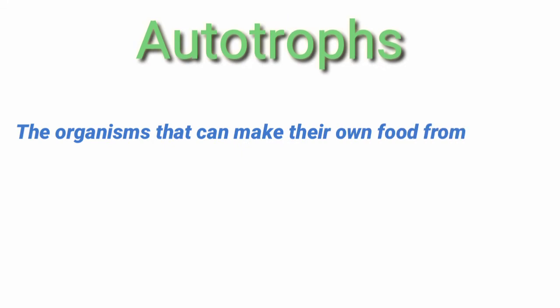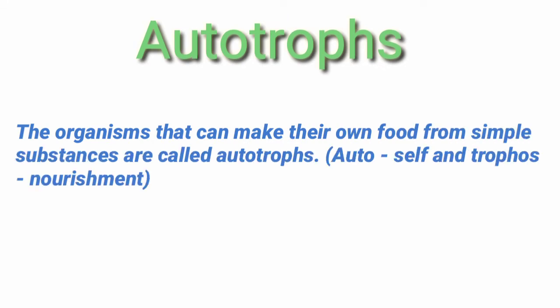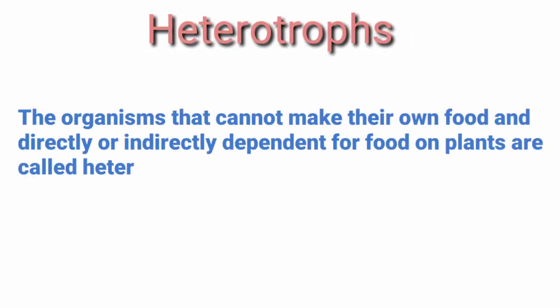Now we will define certain terms given in the chapter. Autotrophs: the organisms which can make their food from simple substances are called autotrophs. Auto means self and trophos means nourishment. Heterotrophs: the organisms which cannot make their own food and are dependent directly or indirectly for food on plants are called heterotrophs. Heteros means others. Symbiotic relationship: the relationship in which two organisms live together and share shelter and nutrients.